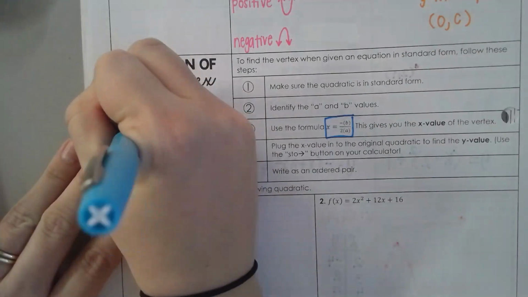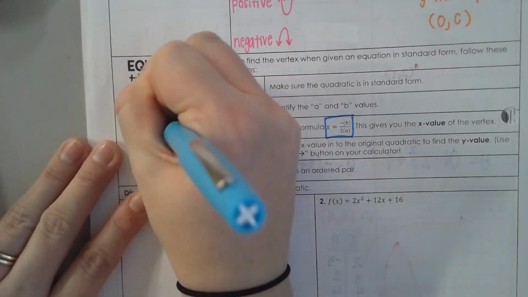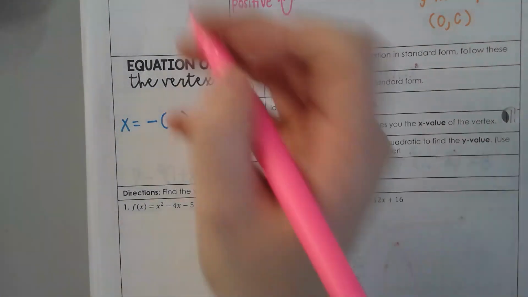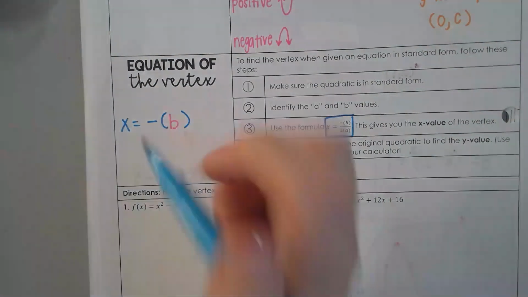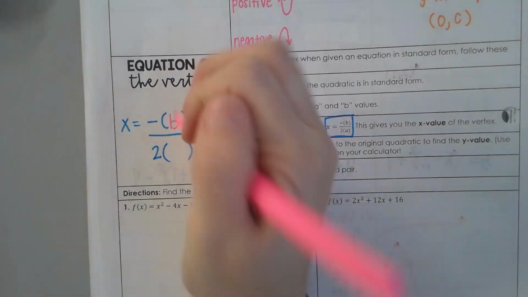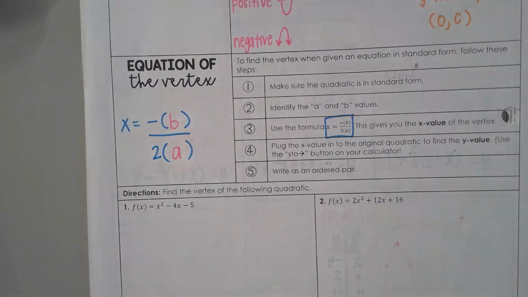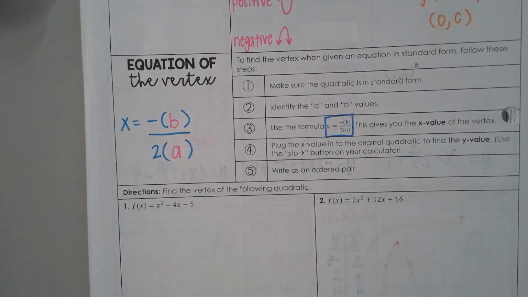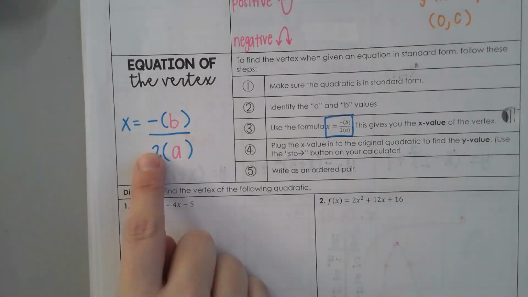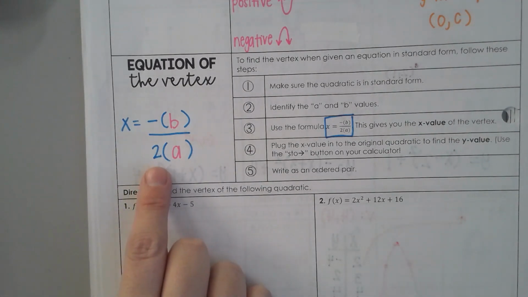x equals negative b over 2a. So the formula, you will always have a negative in the front. No matter what your b is, you always put a negative, and then you also always have a 2 in the denominator. That's just part of the formula.